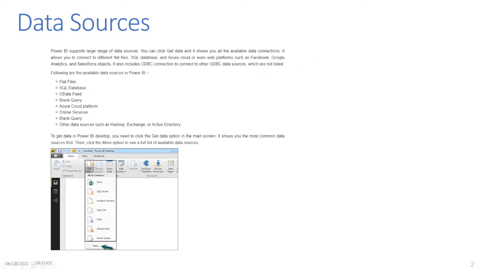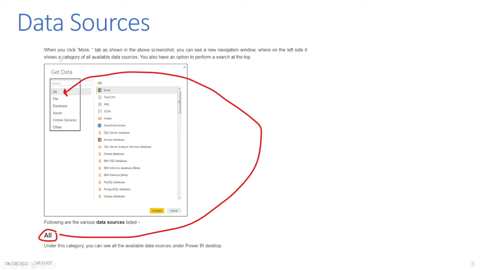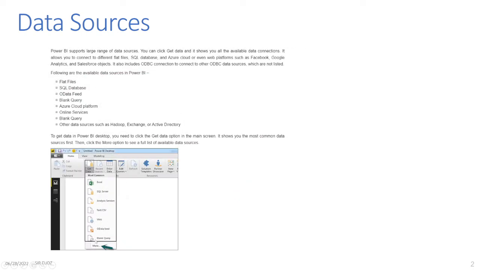in the main screen. So we have the Get Data option. It shows you the most common data sources first. Then click the More option to see the full list of available data sources. When you click More, the tab appears as shown in the above screenshot.